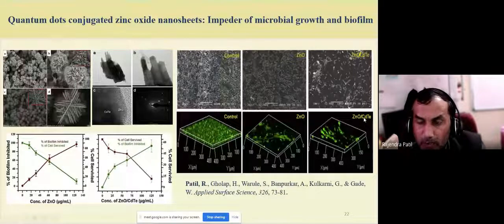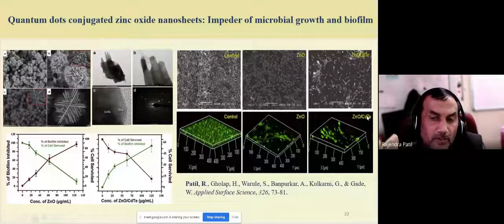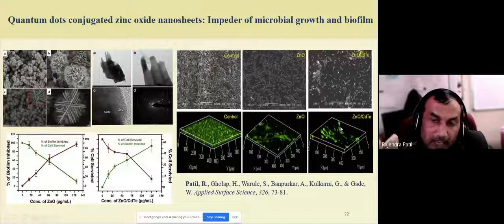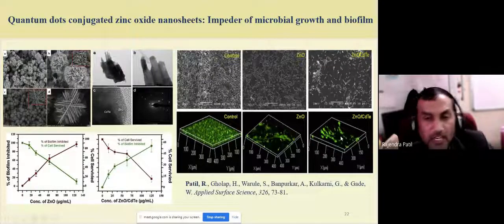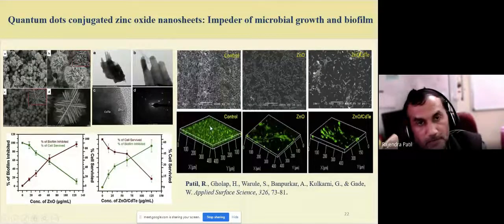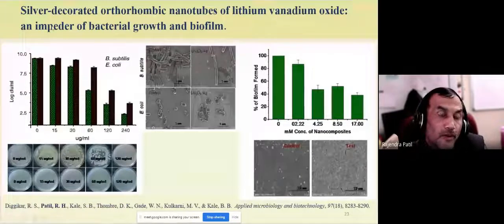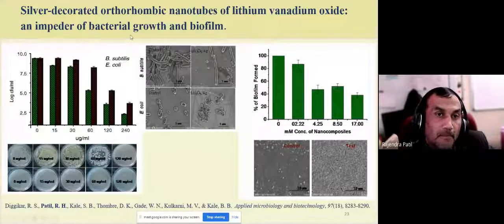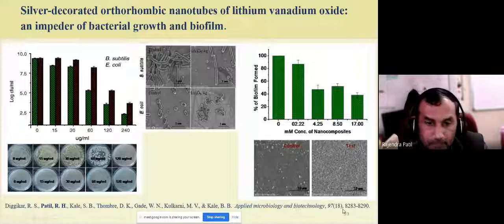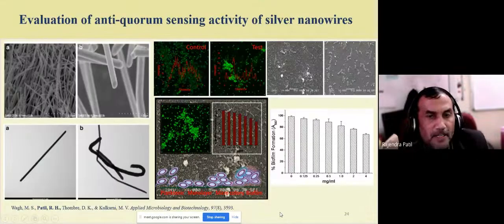You can see ZnO-CdTe, the cadmium telluride quantum dots, functionalized on the zinc oxide nanomaterial, and you can see that it had entirely inhibited the biofilm. Inhibition of biofilm is envisioned as a lectin green color, because biofilm has a mannose unit and concanavalin attaches to the mannose unit. Similarly, we had also shown silver nanomaterial as an impeder of bacterial growth and biofilm. In fact, we used silver nanomaterial as an anti-quorum sensing molecule, and we published that work in 2015-16 in the Applied Microbiology and Biotechnology journal.